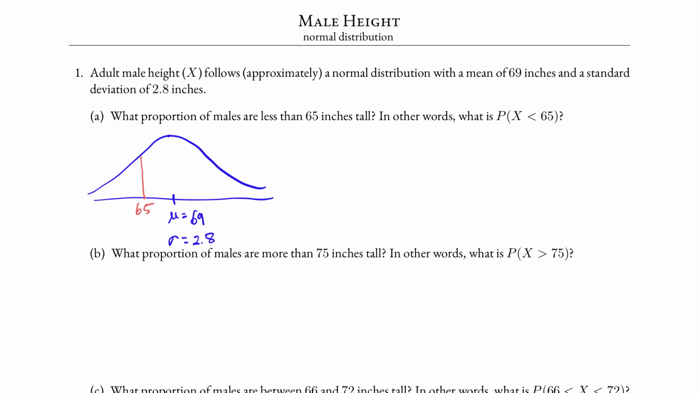Then we're looking for the probability or the proportion that is less than 65, and so we will shade everything on the left hand side of 65. Don't forget to draw the vertical line. Once we do this, we can use a calculator to compute this probability.